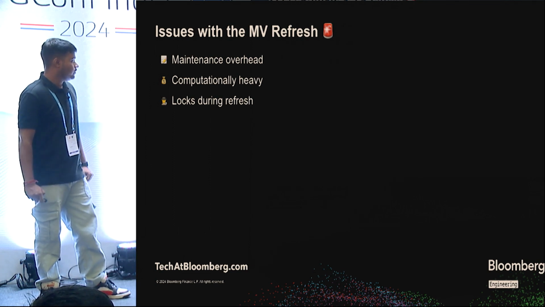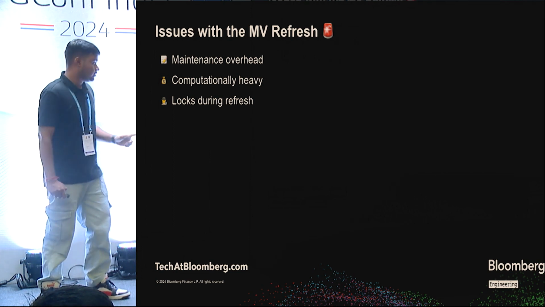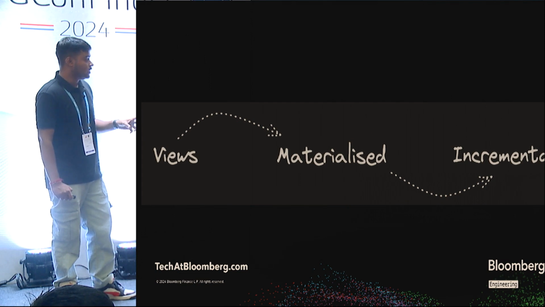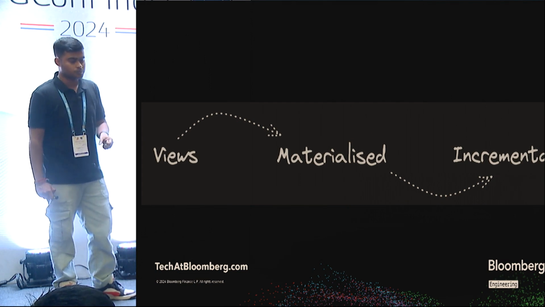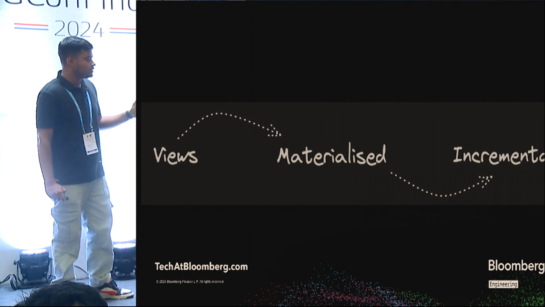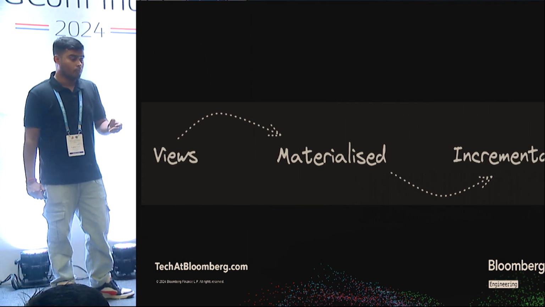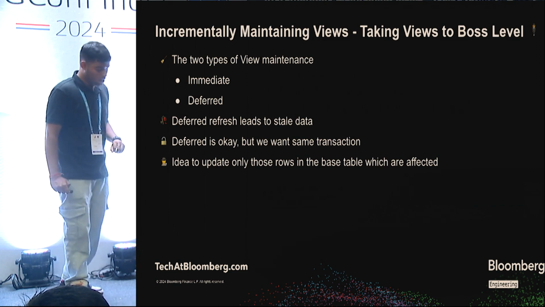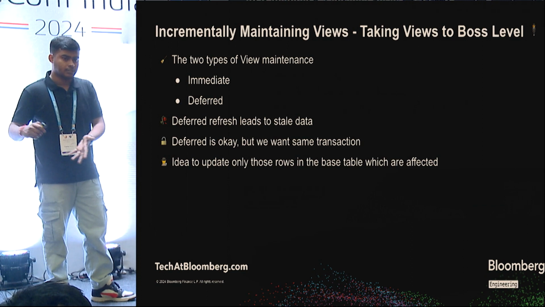So now we have problems, so let's try to find out the solution. And the solution for this problem is to incrementally maintain our materialized view. Before explaining what this means, let's think of approaches that we can follow to maintain our views. There can be basically two approaches that we can follow. One is the immediate update, another is the deferred update.